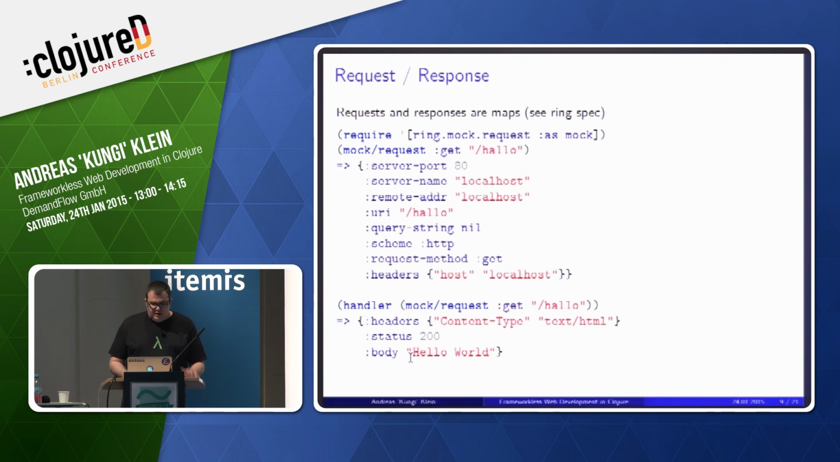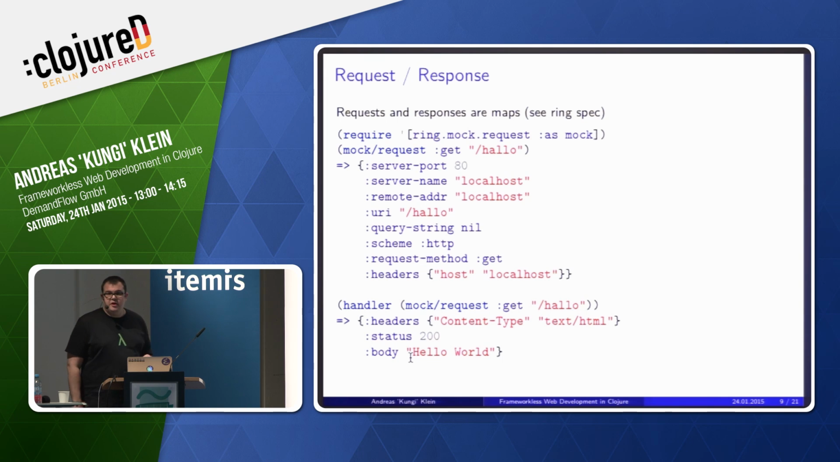So, what do requests and responses look like? There's an excellent library called ring-mock, where we can just create these request and response maps easily. Here's an example of a request map. It's just which server, which port, where do I come from, which URI do I want to visit, what are my parameters, which scheme I'm using, and so on. I think you get the idea. And that's everything we handle. That's the basis of all web development in Clojure. It's just converting one map to the other.